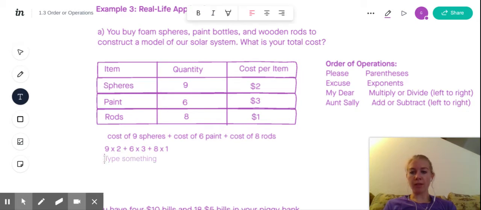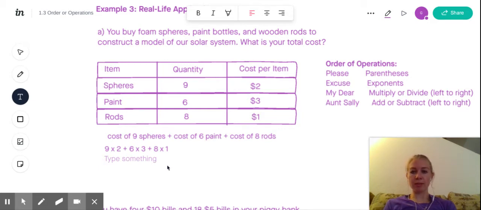Now let's look at our order of operations to determine what we need to solve first. So please, no parentheses. Excuse, exponents. Nope, no exponents. Multiply or divide. Yes, we have several multiplication problems within this expression. The first one is 9 times 2. If you're not sure, look at your multiplication table.